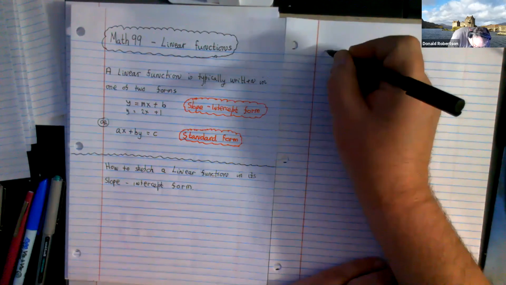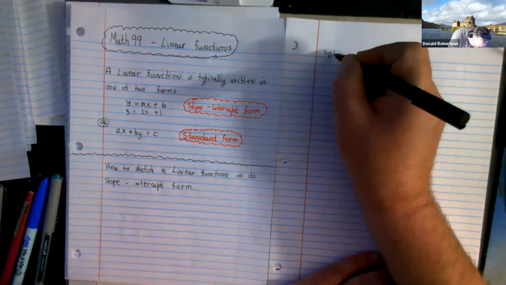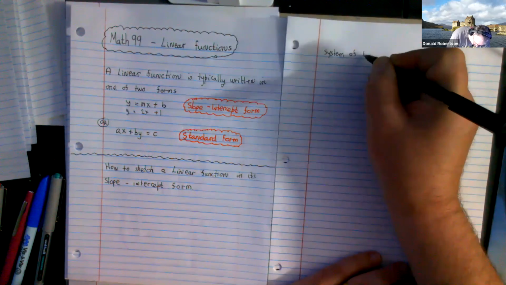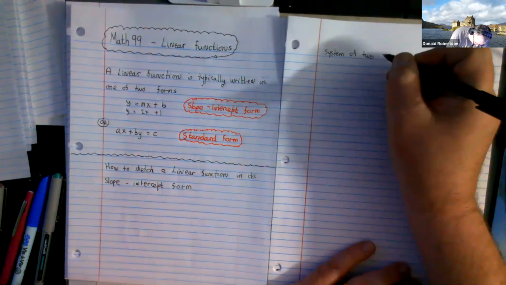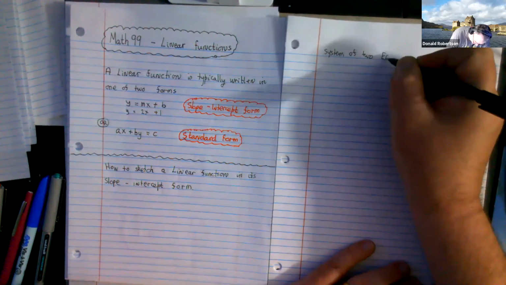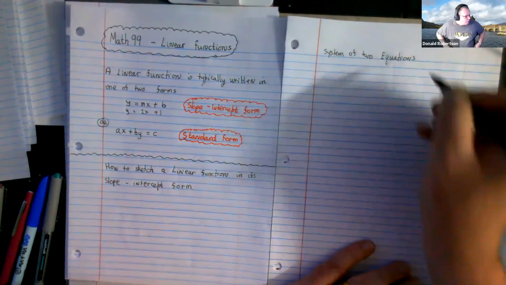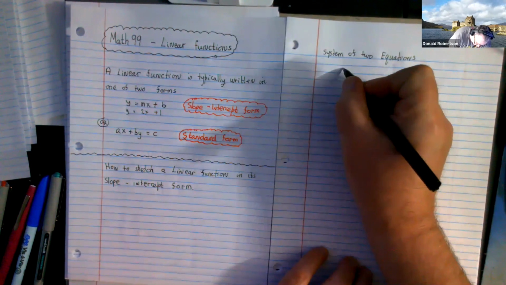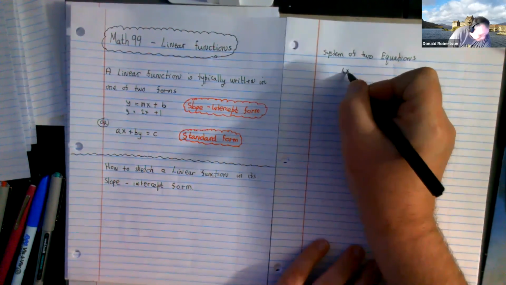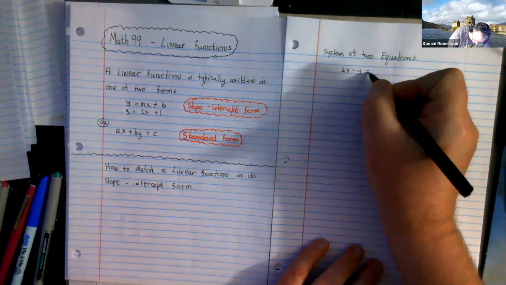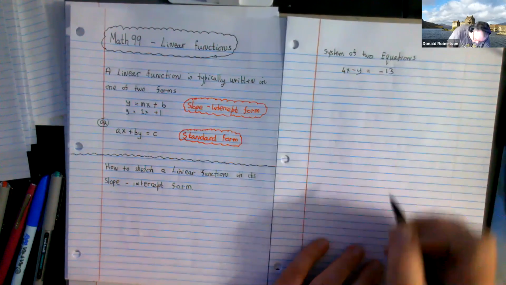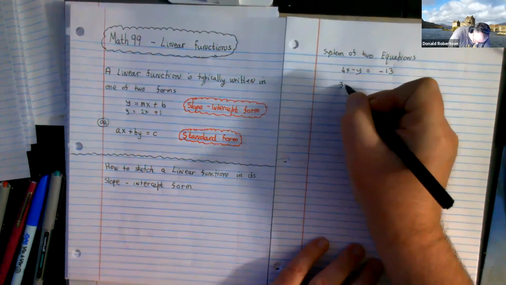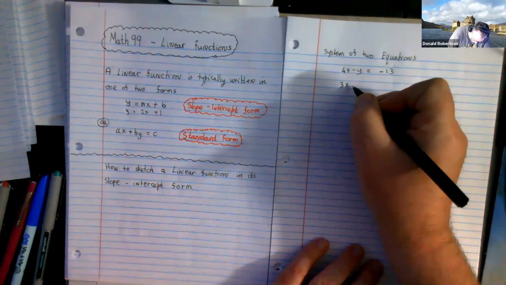Let's talk about what's called a system of equations in mathematics. Technically, it's called a system of 2 equations. Well, if I do the equation of a straight line in standard form, it looks like this. And if I do another different straight line, it looks like that.